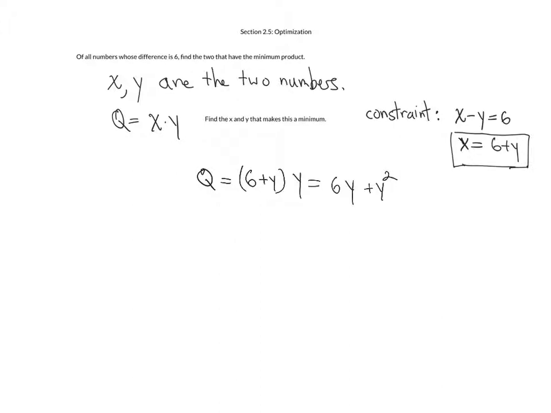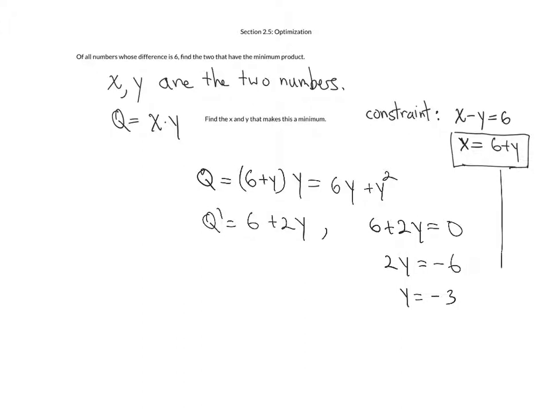So to find the minimum value of this product, I should take the first derivative, and set that equal to 0 to find critical points. So that becomes 6 plus 2y equals 0, which you can rewrite as 2y equals negative 6, or y equals negative 3. Now, once I know what the candidate value of y is, that also tells me what the value of x is, and in this case, x equals 3.